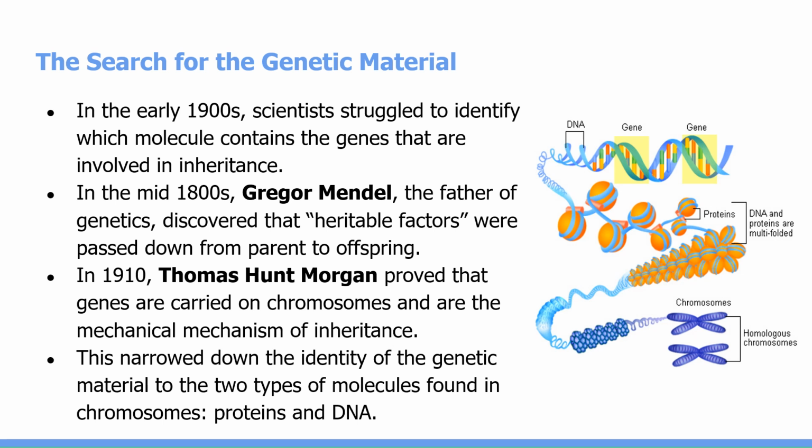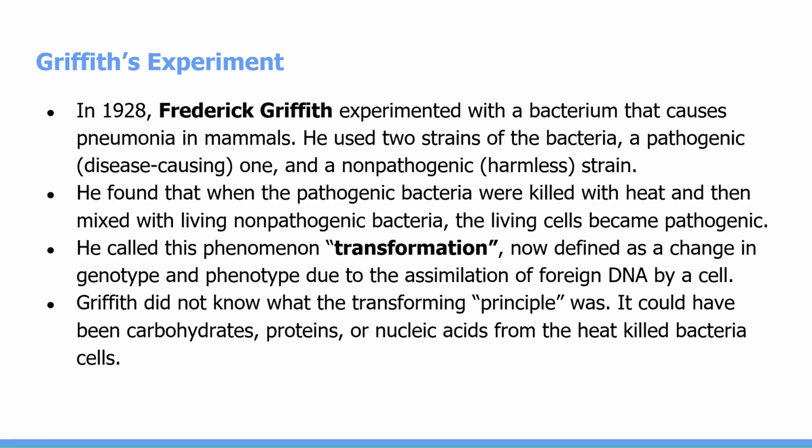In the early 1900s, scientists struggled to identify which molecule contains the genes that are involved in inheritance. Two scientists contributed to that, and it narrowed down the identity of the genetic material to two types of molecules found in chromosomes, proteins and DNA.